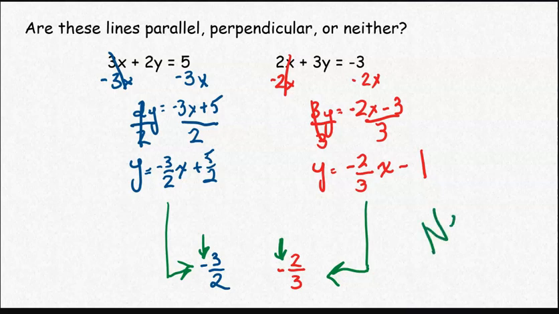As a result of that, because they don't fit exactly the two conditions that dictate if we know a line is parallel or perpendicular, we know that these lines are neither parallel nor perpendicular.